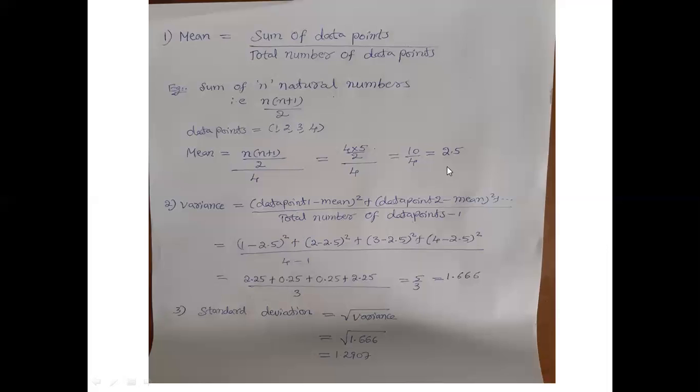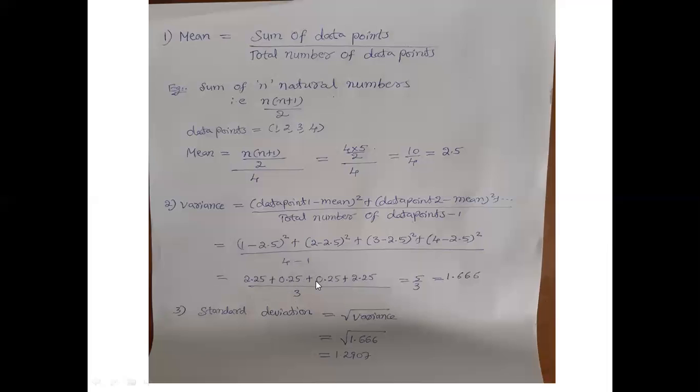1 minus 2.5 whole square plus 2 minus 2.5 whole square plus 3 minus 2.5 whole square plus 4 minus 2.5 whole square, divided by how many data points there are: 1, 2, 3, 4. That is 4, minus 1, 3. If you subtract, you will get 1.5 whole square plus 0.5 whole square plus 0.5 whole square plus 1.5 whole square. If you square it, you'll get the value, and you can obtain the denominator value as 3 because you are subtracting 1: 4 minus 1, 3.